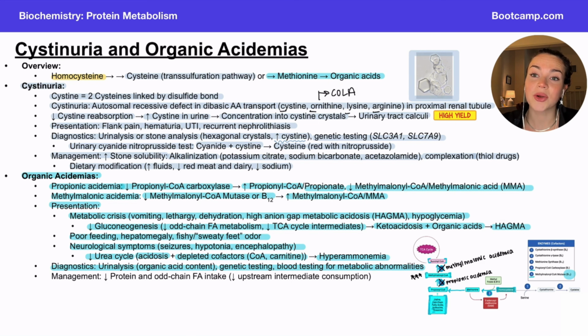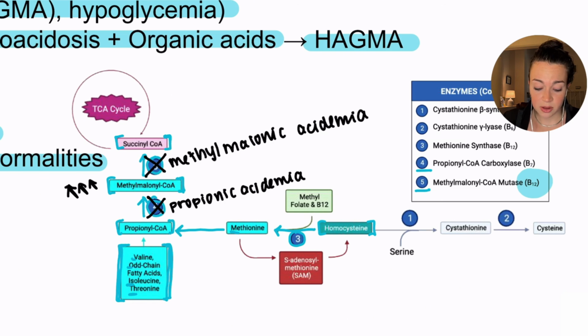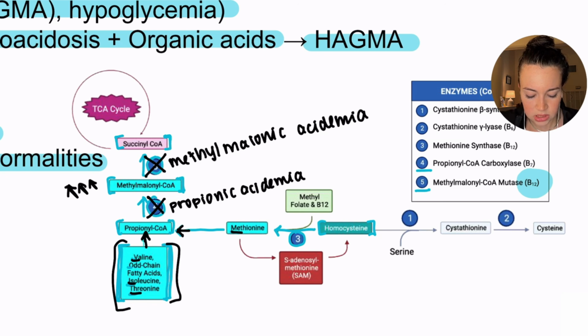To manage this, we are going to want to decrease the patient's intake of proteins and odd-chain fatty acids, and the thought process here is we want to decrease our upstream intermediates. We talked about the VOMIT pathway that feeds into propionyl-CoA. So by decreasing protein intake, you're decreasing the intake of a lot of these amino acids, and you decrease the odd-chain fatty acid intake in the hopes of reducing some of this buildup.